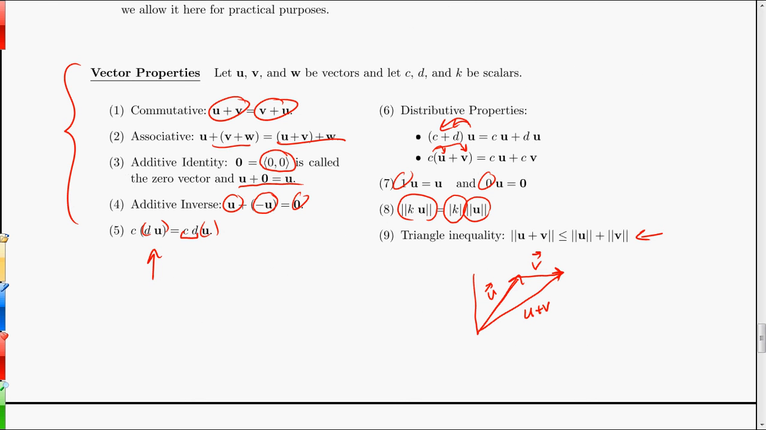Right, u, v, and u plus v. We have a triangle there, right? And what we're saying is the length of any one side of a triangle is less than or equal to the sum of the lengths of the other 2 sides. Hence the name triangle inequality.